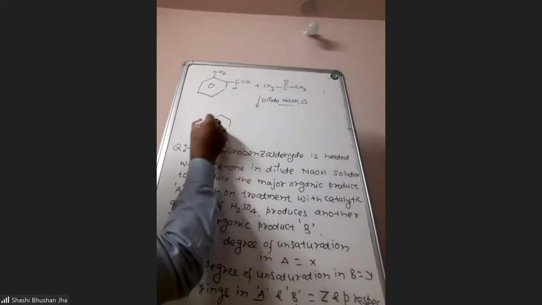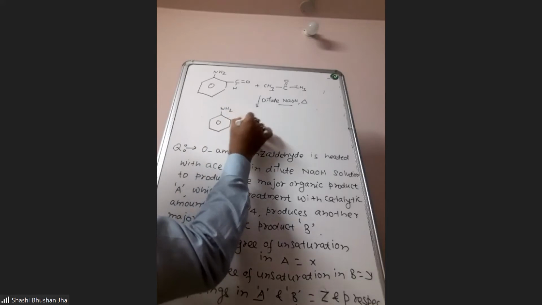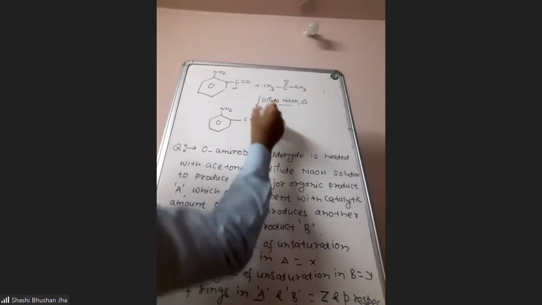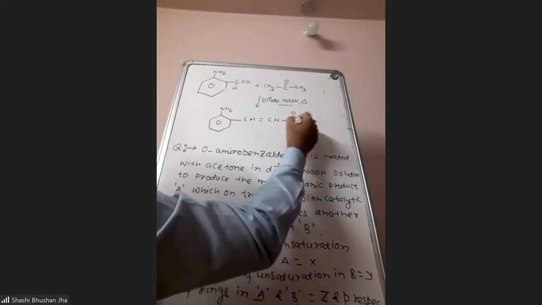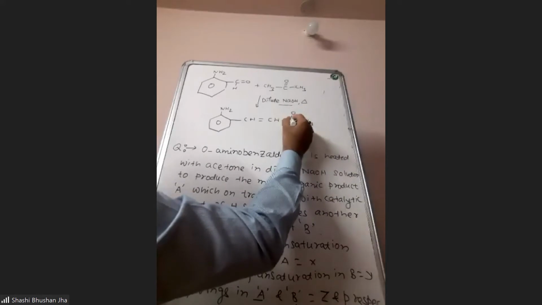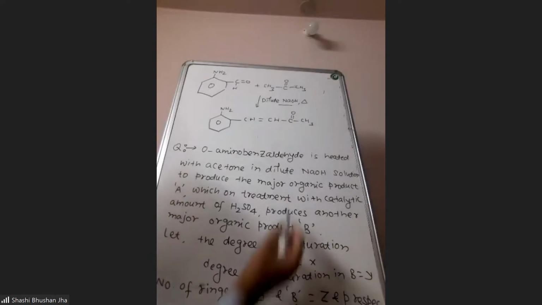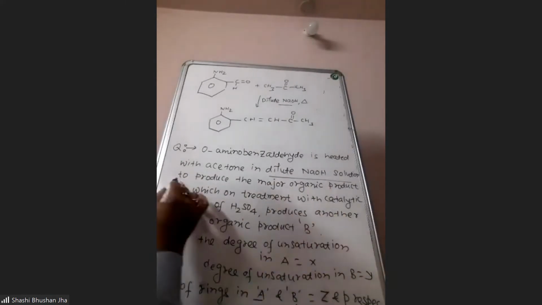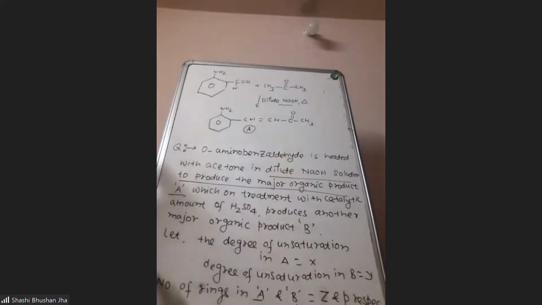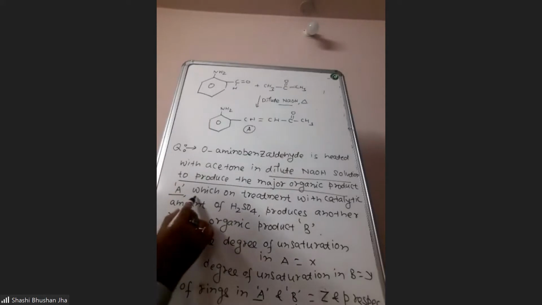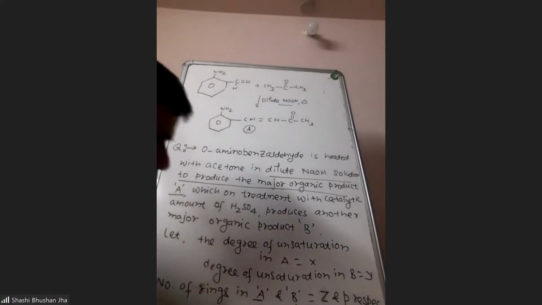So the product of this step will be this one. Dehydration will happen, and if you dehydrate that aldol, you will get this product. This will be an alpha beta unsaturated carbonyl compound. So this first reaction is over. The major product A, this is your A. Now it is said that this product A on treatment with a catalytic amount of sulfuric acid produces another major product B.